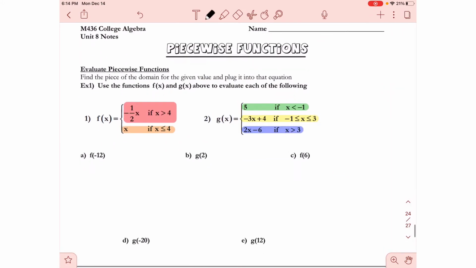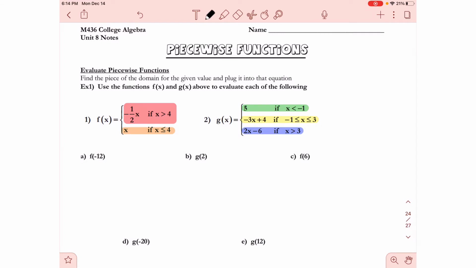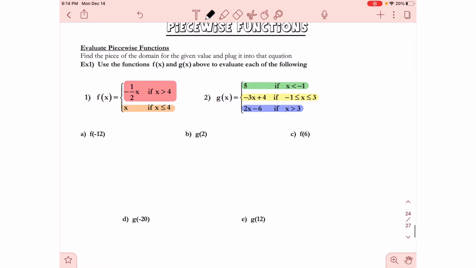So why don't you guys pause this video, take a second. I like to color coordinate. So I went ahead and pre-highlighted all of the parts of both of these piecewise functions. Okay, so you can go ahead and do that too. Hopefully you've paused and highlighted, and now we're going to evaluate.